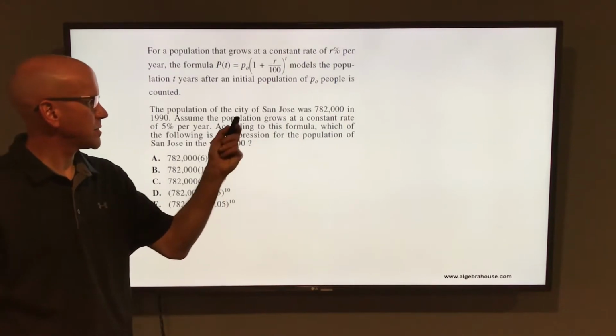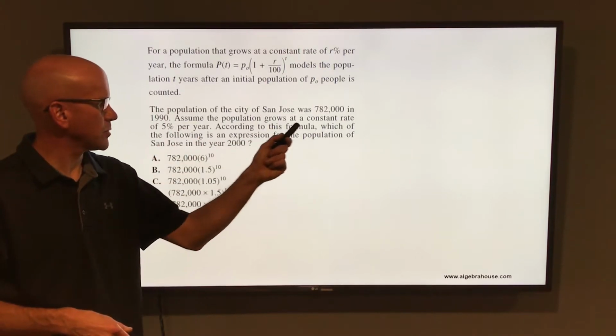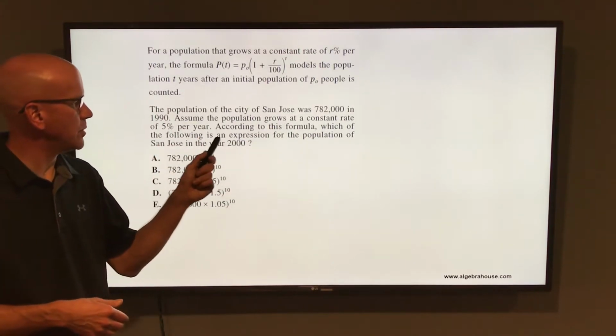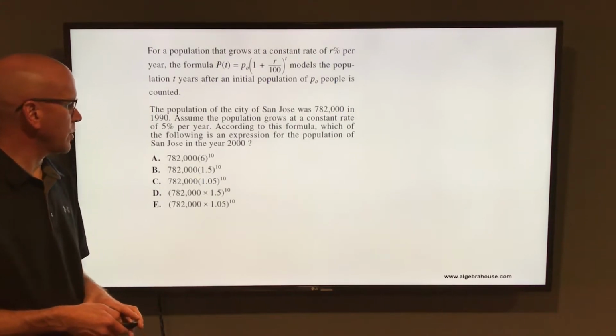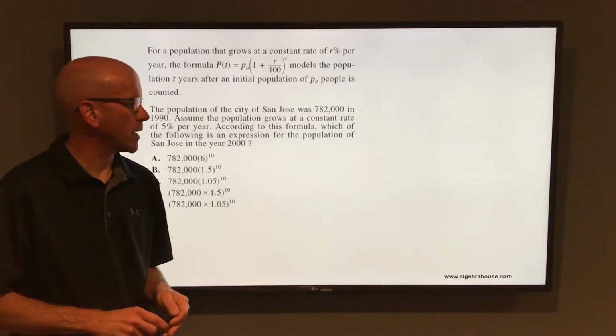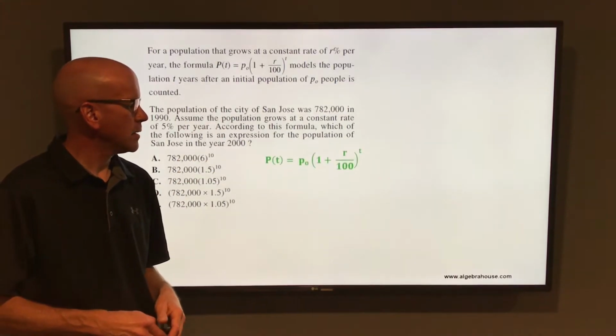The population of the city of San Jose was 782,000 in 1990. Assume the population grows at a constant rate of 5% per year according to this formula. Which of the following is an expression for the population of San Jose in the year 2000? So we're just going to take that formula and substitute in what we need to.